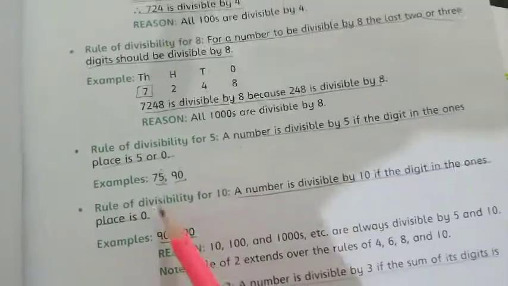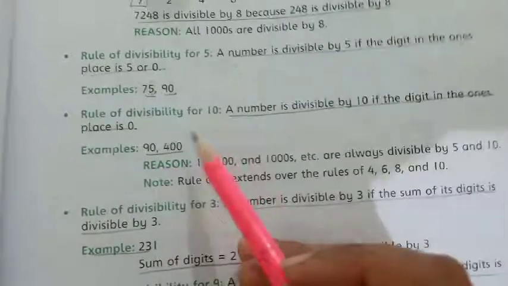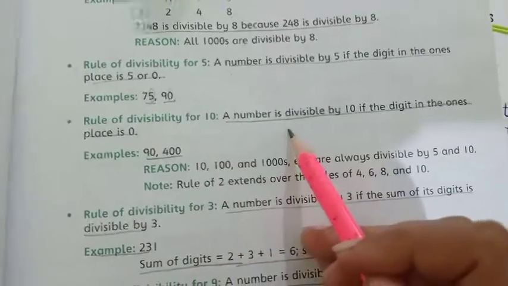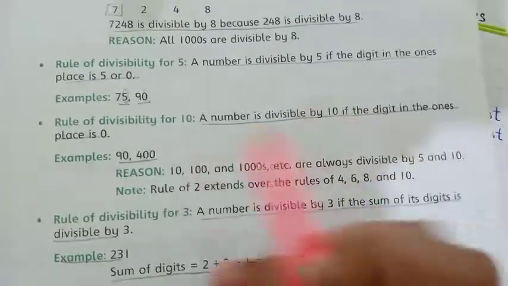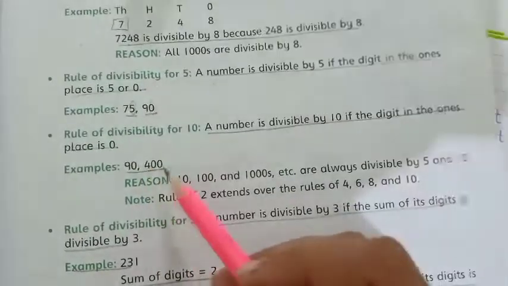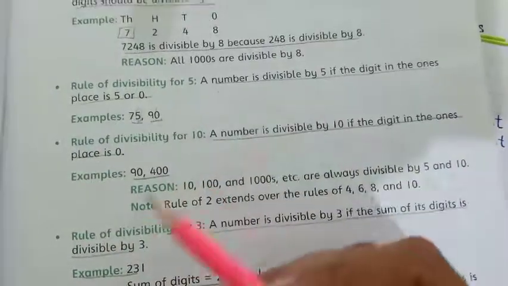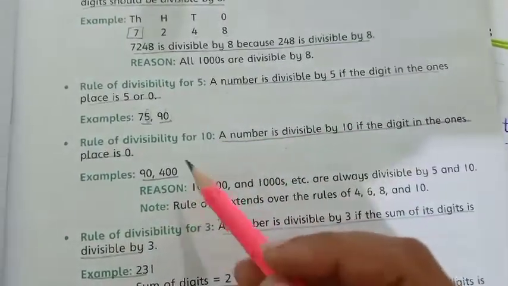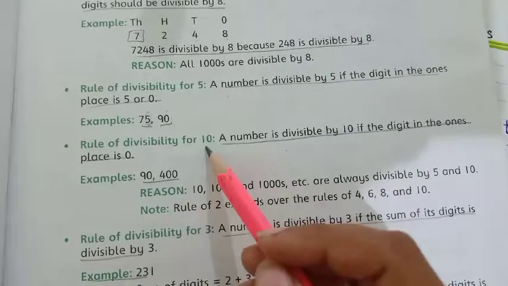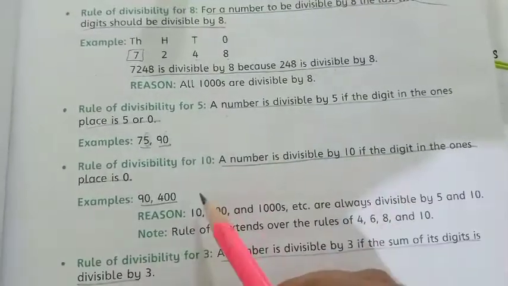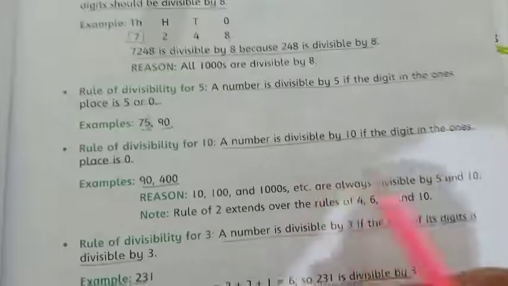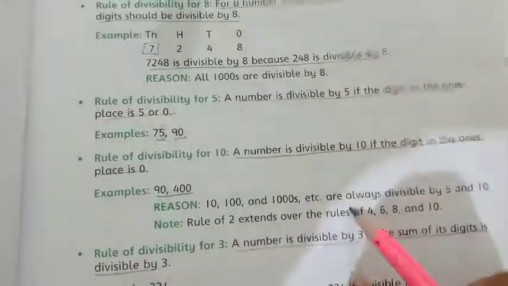You will copy just this line and the example like this. I have underlined it. Okay, then the rule of divisibility for 10. This is also very easy. A number is divisible by 10 if the digit in the ones place is 0. Simply, if the last digit is 0, as many zeros as it has doesn't matter, all such numbers are divisible by 10. You will just write down this and this example. Reasons and note are not necessary, you will not write them down.